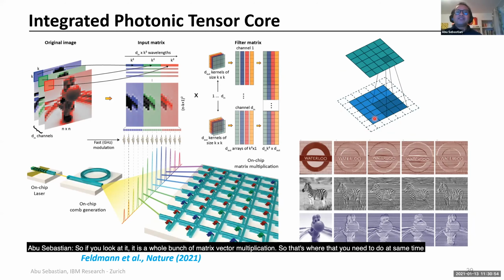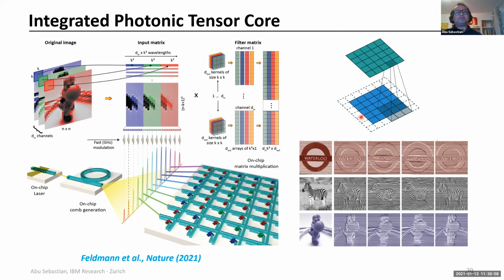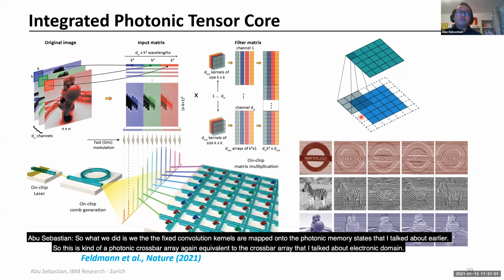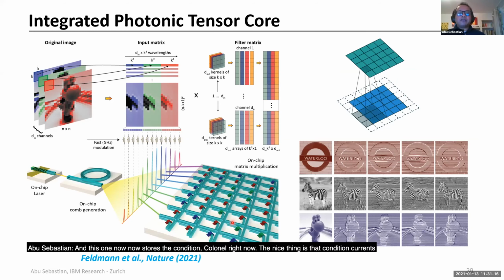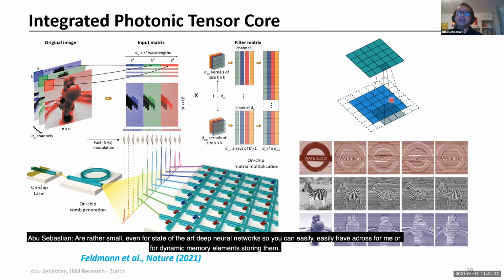So if you look at it, it is a whole bunch of matrix vector multiplications that you need to do at the same time. So what we did is the fixed convolution kernels are mapped onto the photonic memory states that I talked about earlier. So this is the photonic crossbar array, again, equivalent to the crossbar array that I talked about in the electronic domain. And this one now stores the convolution kernel, right? The nice thing is that convolution kernels are rather small, even for state-of-the-art deep neural networks. So you can easily have a crossbar array of photonic memory elements storing them.